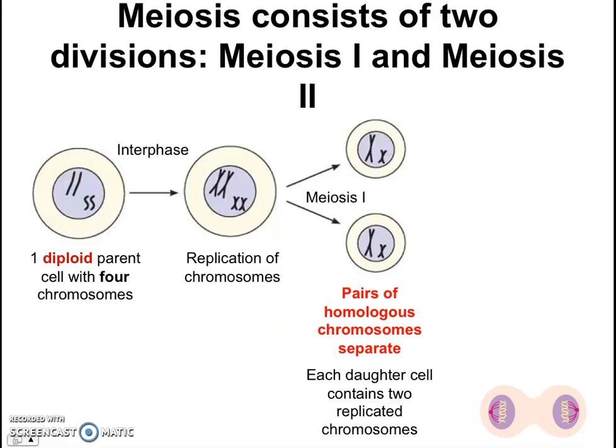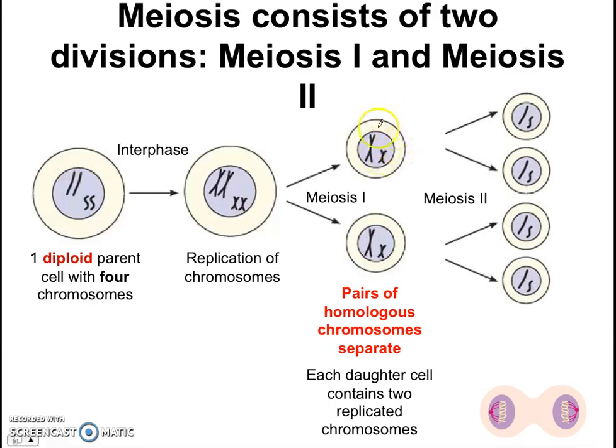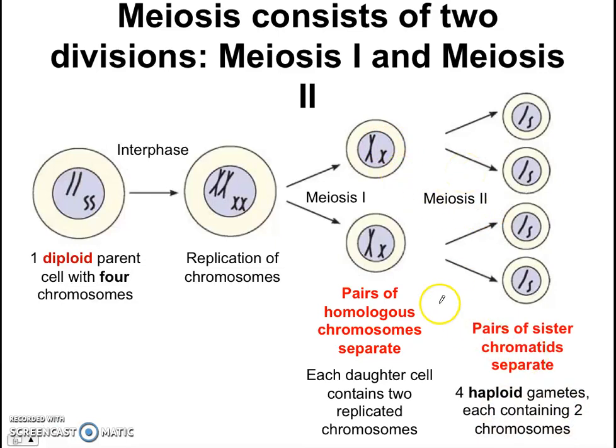Finally after Meiosis I, we have Meiosis II. What happens during Meiosis II? Each of these daughter cells will then divide to form another 2 daughter cells. What happens in Meiosis II is that pairs of sister chromatids separate. You can see this pair of sister chromatids separates out, so there's one here and one here. This pair of sister chromatids has separated, there's one here and one here.